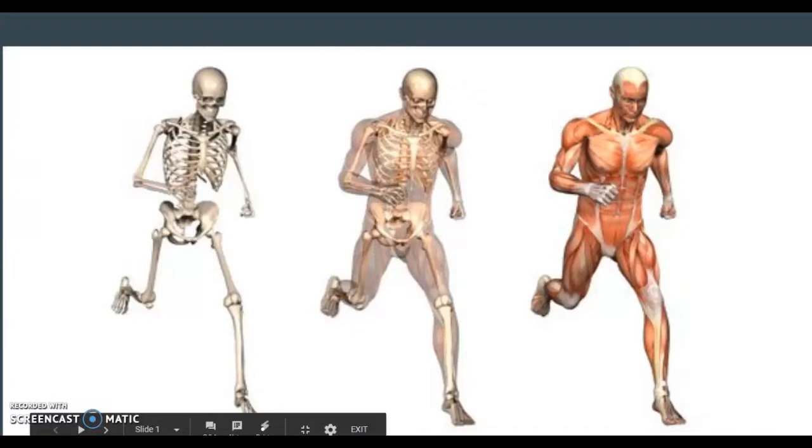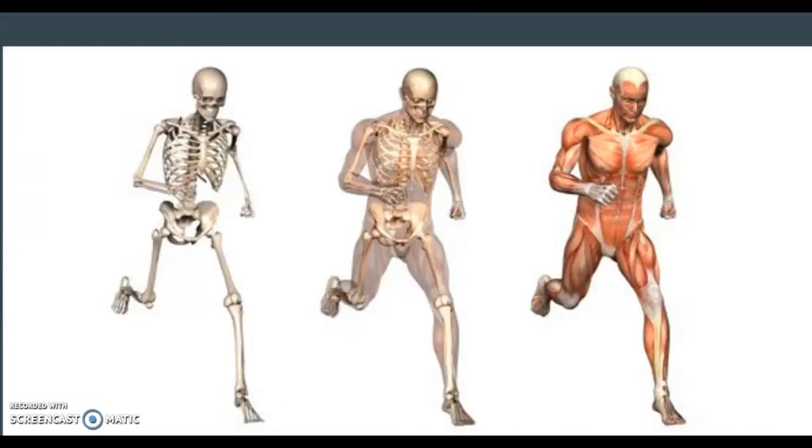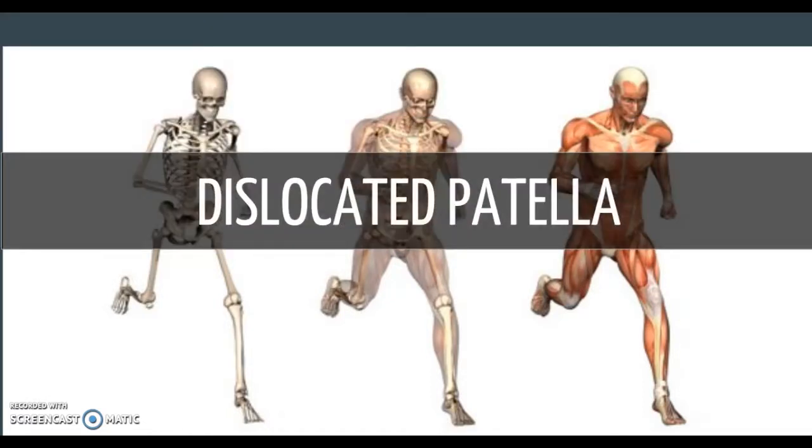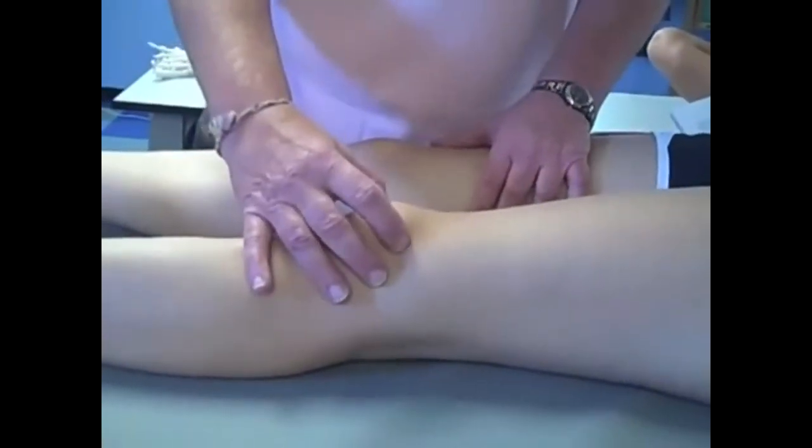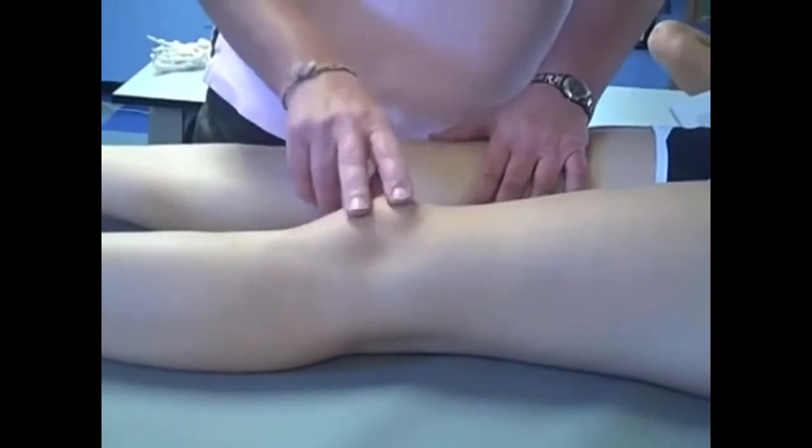Hello everyone. In this video we will be focusing on a common injury that average individuals and athletes have. It is a dislocation that occurs in the patella, which is more commonly known as the kneecap. The patella or kneecap is that triangular knobbly bone that sticks out on the front of your knee.